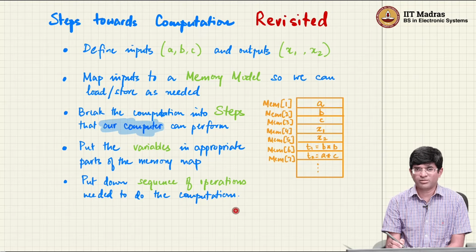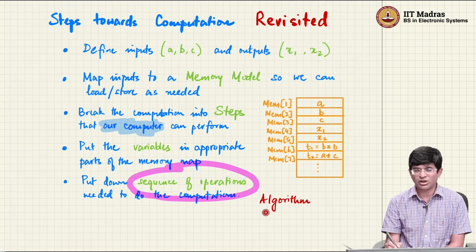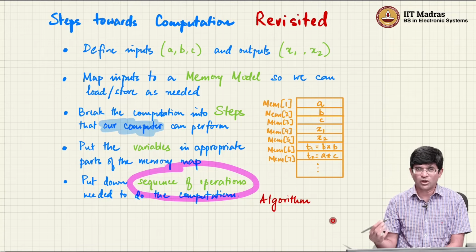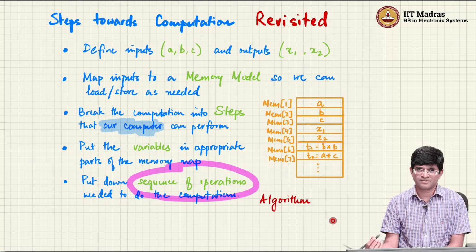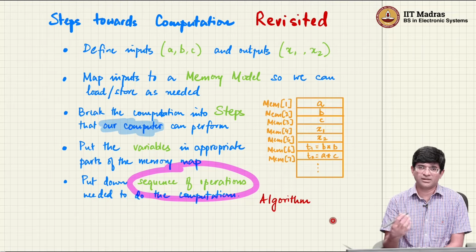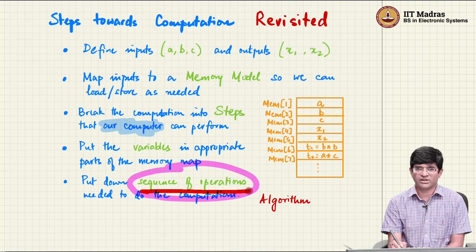This sequence of operations is what we call an algorithm, right? Strictly speaking, it is just a routine or a program, but normally when we talk about algorithms, this is what we have in mind. An algorithm is a sequence of steps, okay? And an algorithm needs to be codified in a way that a computer can understand. That is the sequence of operations that we deal with, okay?